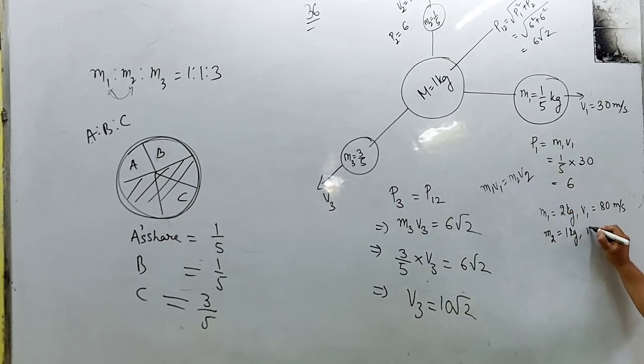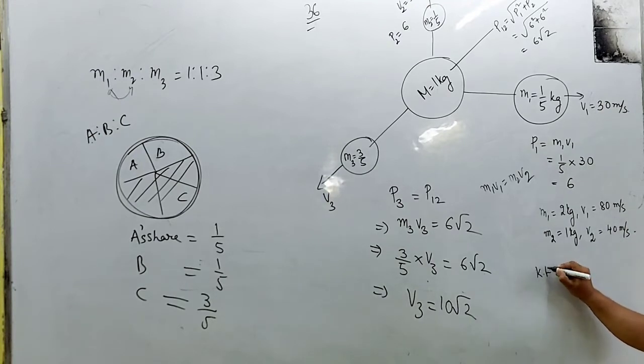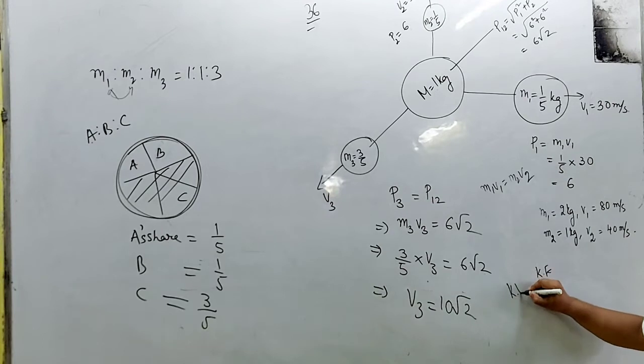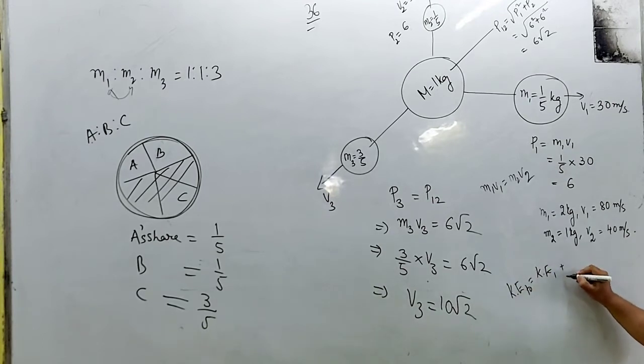From here we find v2 is equal to 14 meter per second. The total kinetic energy is equal to the kinetic energy of the first fragment plus the kinetic energy of the second fragment: half m1 v1 square plus half m2 v2 square.